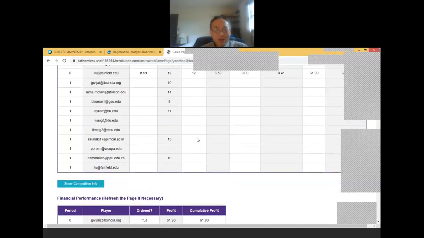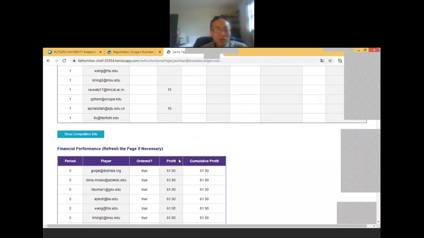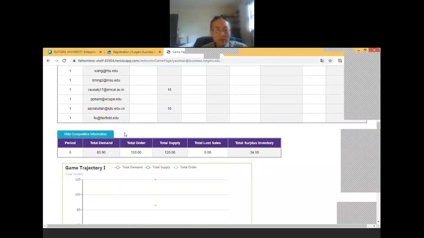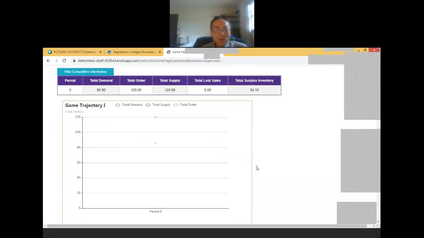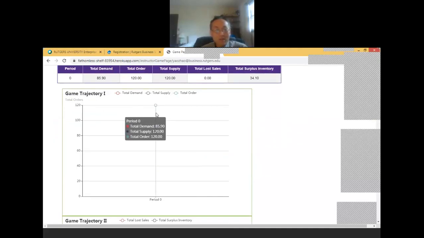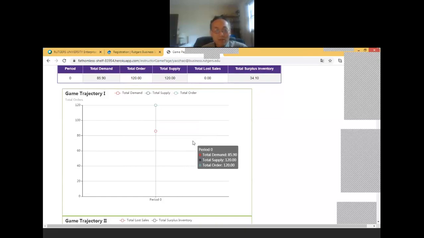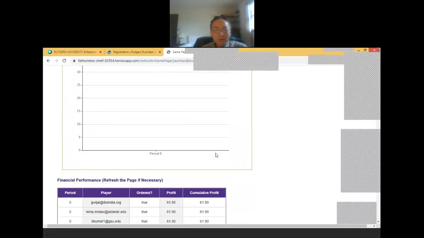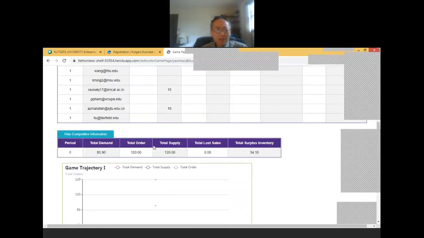All right. While they're submitting the orders, I want to show you something more. You can actually show the competitive key information, right? In each period, you will be able to see the aggregated information: the total demand of the period, the total order, which is the summation of all the orders placed by everybody, the total supplies, the total lost sales, and the total surplus inventory. You can also visualize the data over different time periods through these graphs automatically. We don't have enough data yet, but later I'm going to show you a previous game that we played in the past.